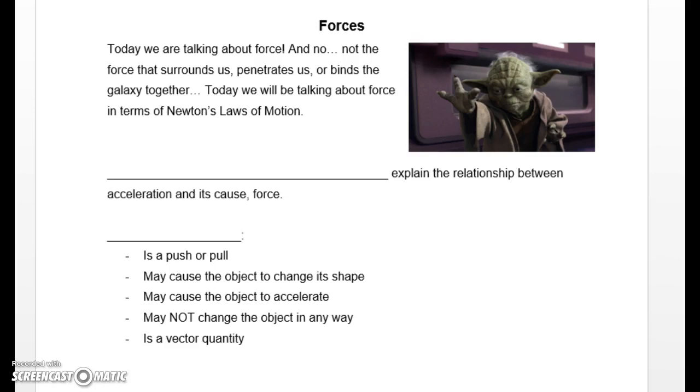So what we have to talk about first off is Newton's laws of motion. Newton's laws of motion explain the relationship between acceleration and its cause, which is force. So just as a general definition and some description of what force is.